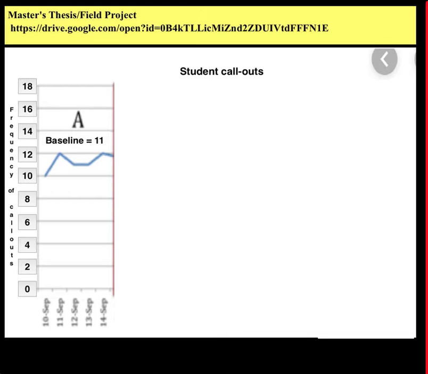Well, since the data is fairly stable, you make an assumption that the behavior has reached its natural level in the environment. And if there is no intervention, if you don't do anything, if you take no action, the number of callouts is going to remain around 11 every class period. So you decide to take action.